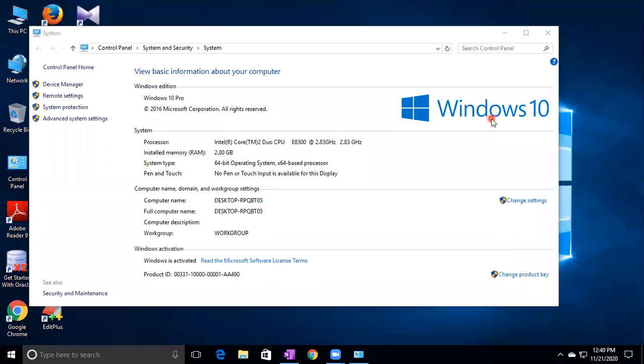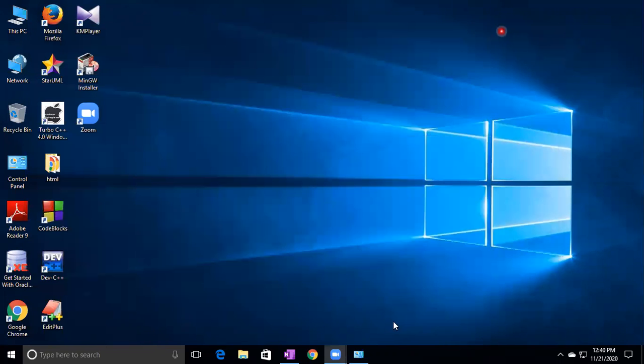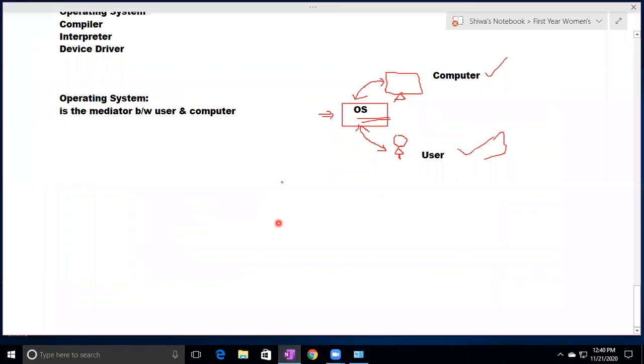Like that, Unix is the operating system. Linux is the operating system. Windows is the operating system. Mac is the operating system. So all these are examples of operating systems. What are the examples of operating systems?